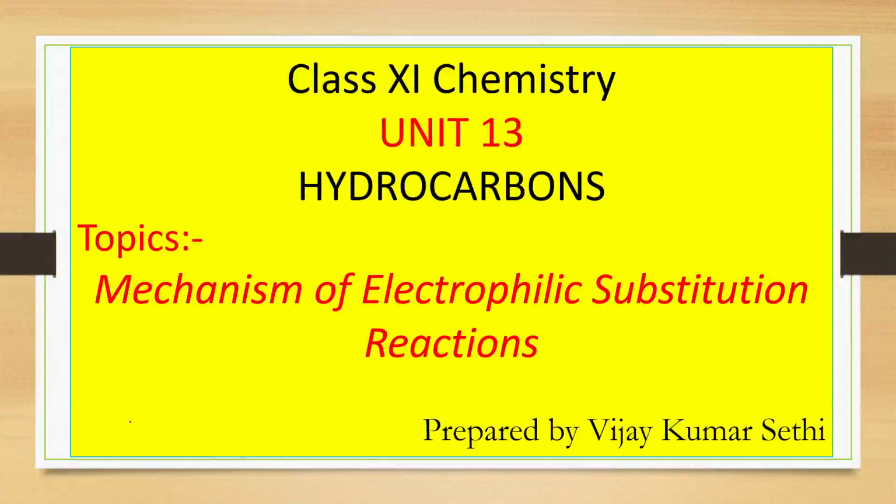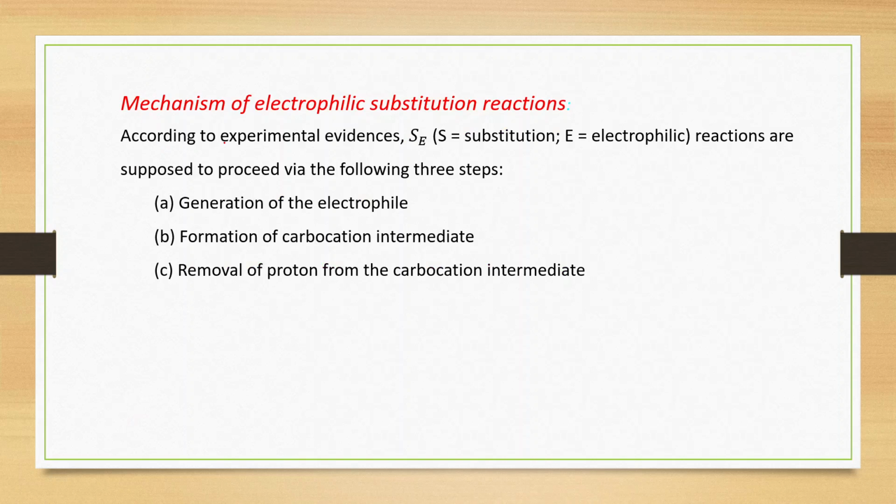Class 11th chemistry, we were discussing unit 13 hydrocarbons, and in this video we will discuss the mechanism of electrophilic substitution reactions. According to experimental evidence, SE means S for substitution and E for electrophilic. It means electrophilic substitution reactions are supposed to proceed via the following three steps. First one is generation of the electrophile. Second step is formation of carbocation intermediate, and third step is removal of proton from the carbocation intermediate.